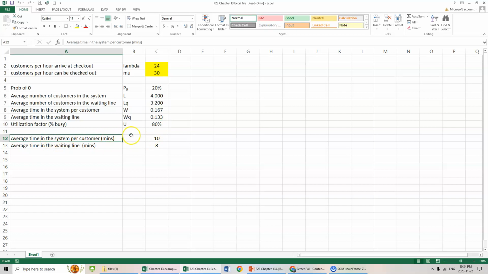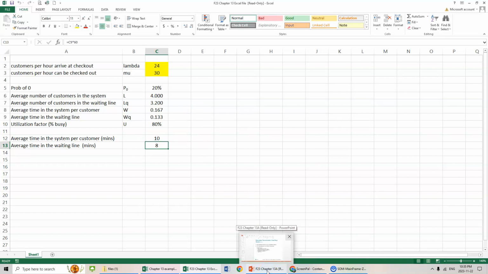So we can calculate it for time, the amount of time in minutes. So the average time in the system per customer is this value, 0.167 times 60. We get 10 minutes. Same thing for WQ, 0.133 times 60 gives us 8 minutes. So on average, long run average, customers wait 8 minutes in the waiting line. I don't know about you, but that is a long time. 8 minutes. Oof. So let's take a look at some alternatives.